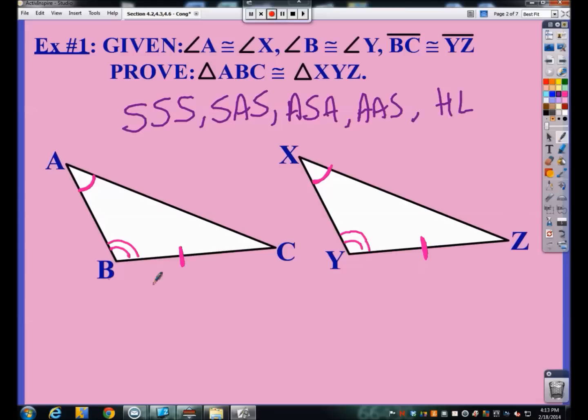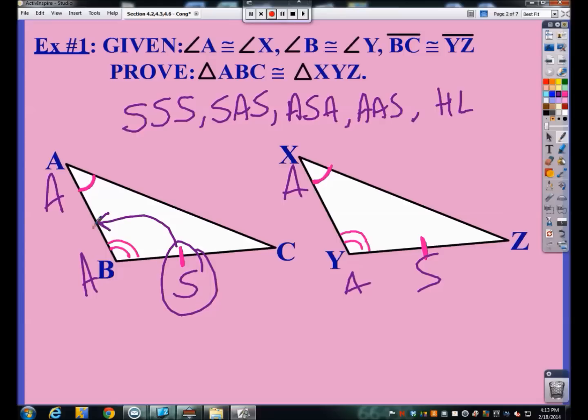Now, what kind of information do we have marked here? Well, we've got 2 sets of angles and a side, so it's looking like we have angle, angle, side. And it's not angle, side, angle because the side that we're talking about is not the one right in between the 2 angles. So the triangle on the left has angle, angle, side, and the triangle on the right has angle, angle, side. And that's one of our shortcuts.